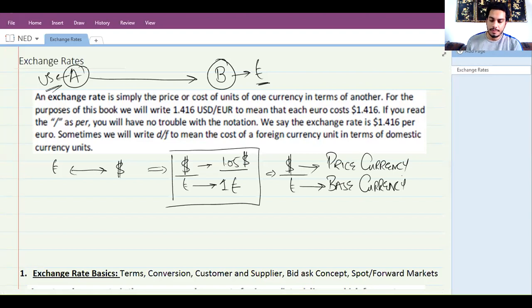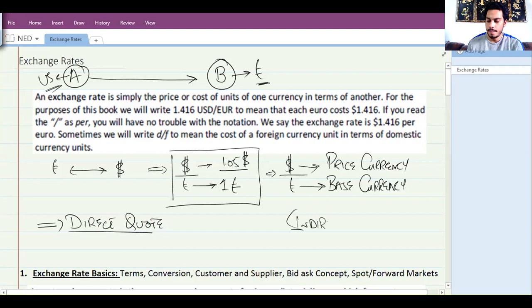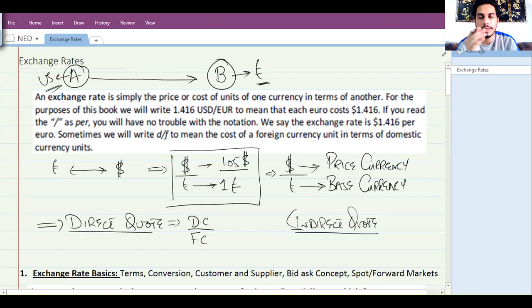There are other codes as well. One is known as the direct code, and one is known as the indirect code. So what do we mean by direct code? Direct code is simply domestic currency upon foreign currency. So we are placing domestic currency in the numerator and the foreign currency in the denominator, such as the Pakistani currency rates. If you go into the forex markets, Pakistani currency rates are quoted as PKR per dollar. You must have seen, let's suppose currently it's going right around 160 PKR per dollar. So we call this a direct code.